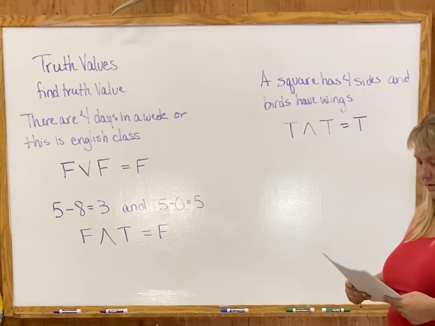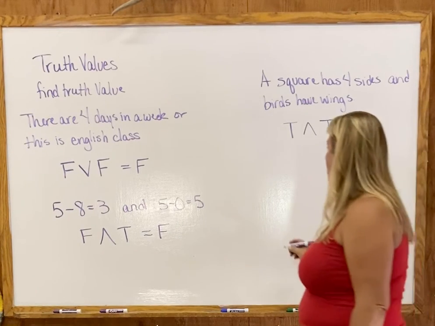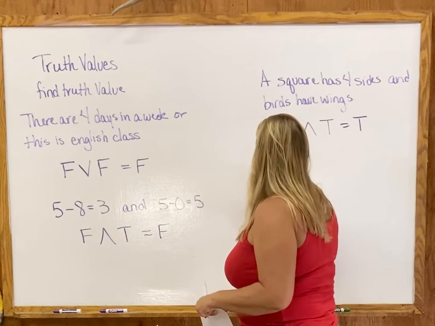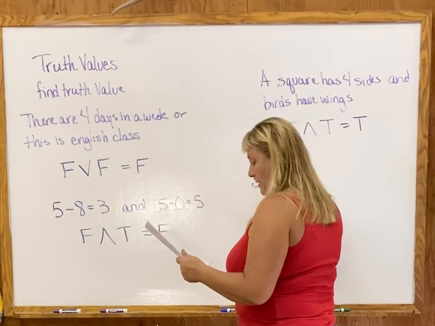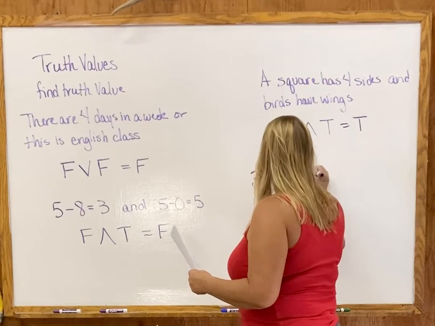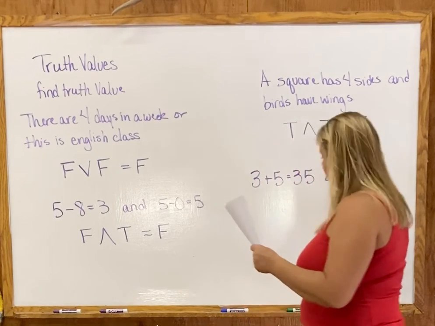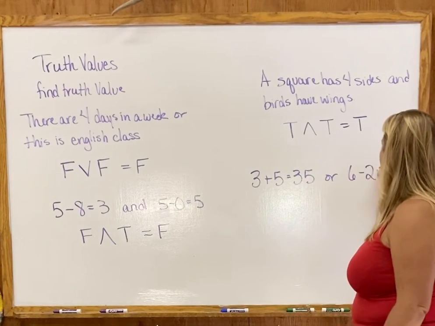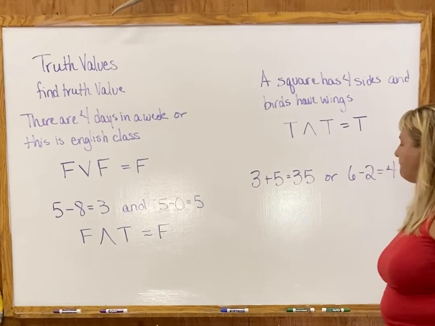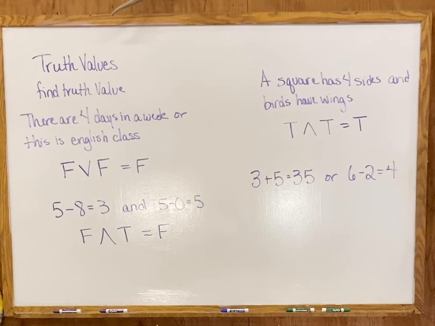Okay, one more here. So 3 plus 5 equals 35, or 6 minus 2 equals 4. Now this time we're using the word or. Okay, so remember what we need here is just one or the other. But let's look at them separately to start with.